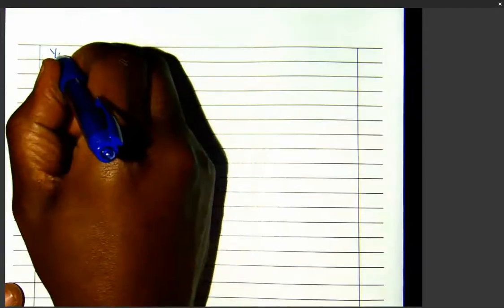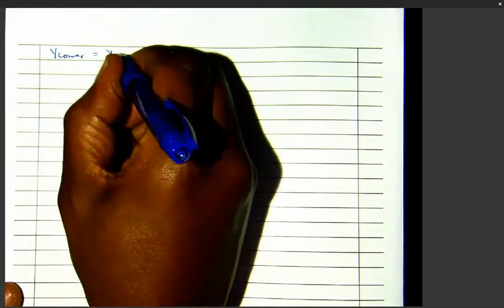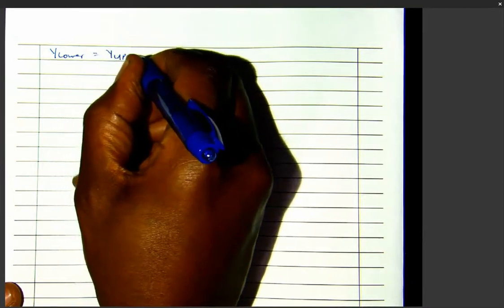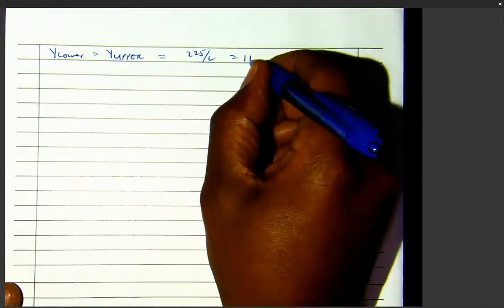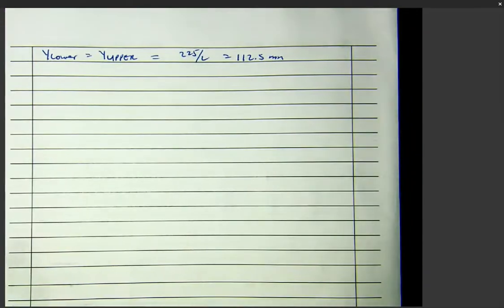So, sorry about that. In this case, my Y lower is equal to my Y upper, because it's a rectangular section, which is 225 over 2, and that gives me 112.5 millimeters. So, regardless of whether I'm asked to calculate the stresses at the top or the stresses at the bottom, because Y lower and Y upper are equal, I'm going to be able to calculate this.